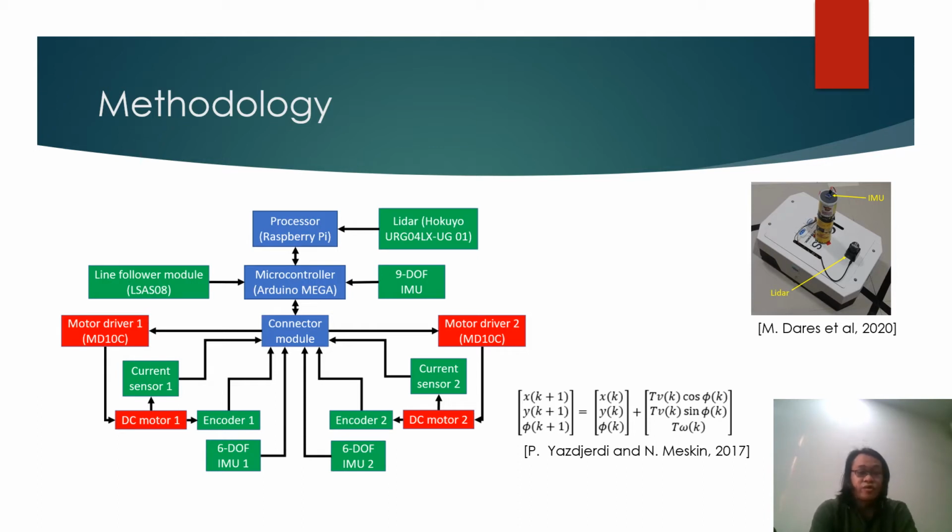We also have Arduino Mega as the microcontroller to control the overall operation of the AGV, which includes controlling the sensors and the actuation of the AGV. And finally, we have the processor, which is a Raspberry Pi, to collect all the data and then process the data with the sensor fusion algorithm program on it. Then at the bottom, you can see there's an equation which describes the mathematical model of the AGV's kinematics.